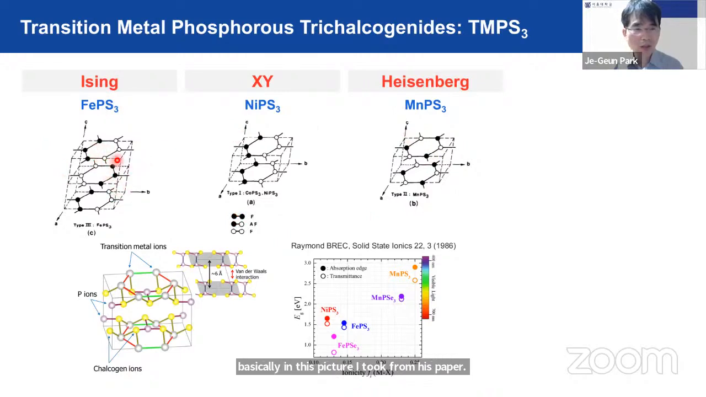These are pictures I took from his paper. You can see a honeycomb lattice with different magnetic spin directions. And the gap along the c axis is quite huge, almost 6 angstroms, so you can imagine the coupling can be quite weak. And these are insulators with a gap varying roughly from 1 to 3 eV.